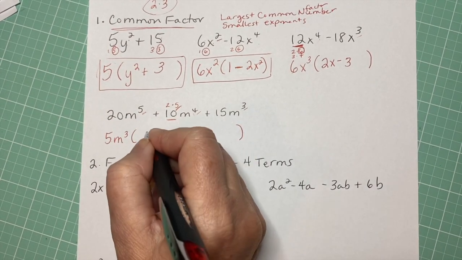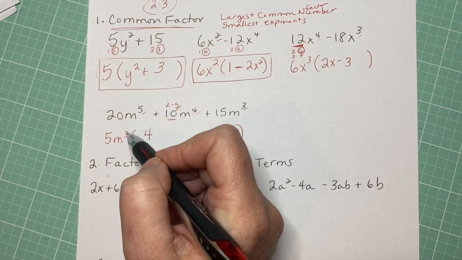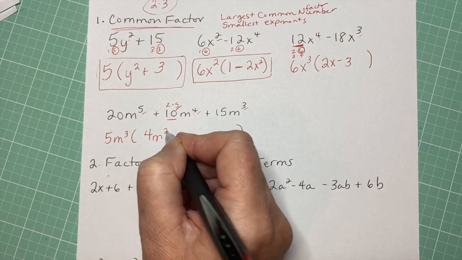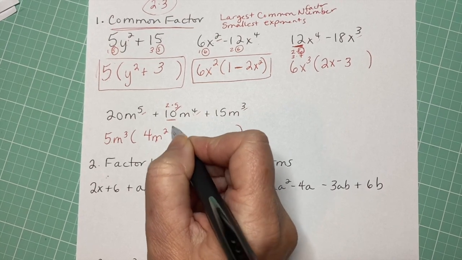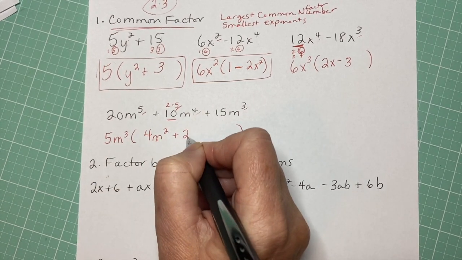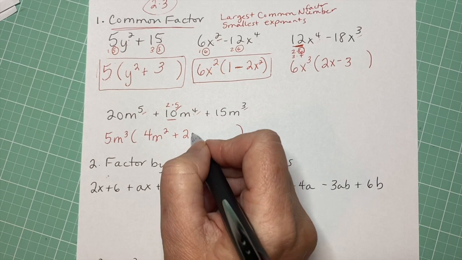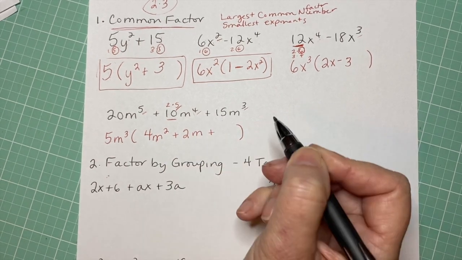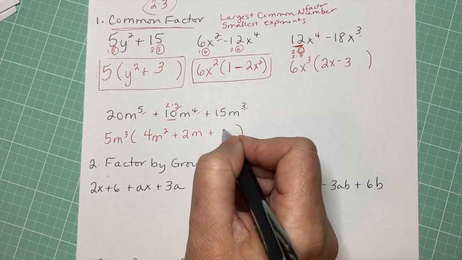20 divided by 5 is 4. M5 divided by M3 is M2. We have a plus. 10 divided by 5 is 2. M4 divided by M3 is M. And we have a plus. 15 divided by 5 is 3.